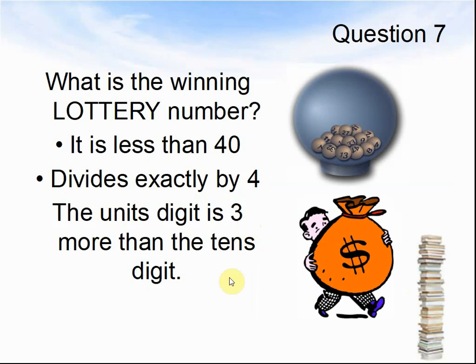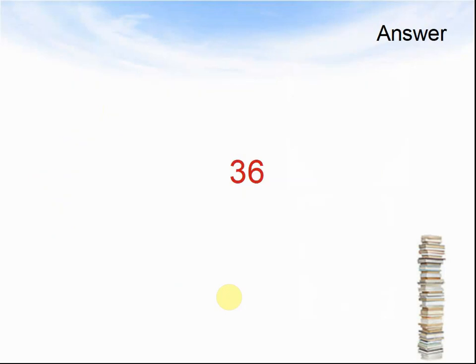Question 7. What is the winning lottery number? It is less than 40, divided exactly by 4. The units digit is 3 more than the tens digit. What could the number be? Pause the video until you are ready to check the answer. Here comes the answer. The answer was 36. Let's look at the next question.